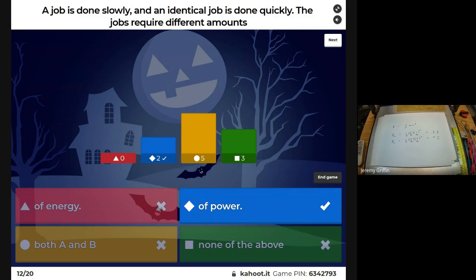Yeah, power. So, it's the same amount of work. You have to read into this a little bit. Identical, but they mean like the same work, like the same number of joules. So that would also, you'd have to expend the same amount of energy. So the energy would be equal.